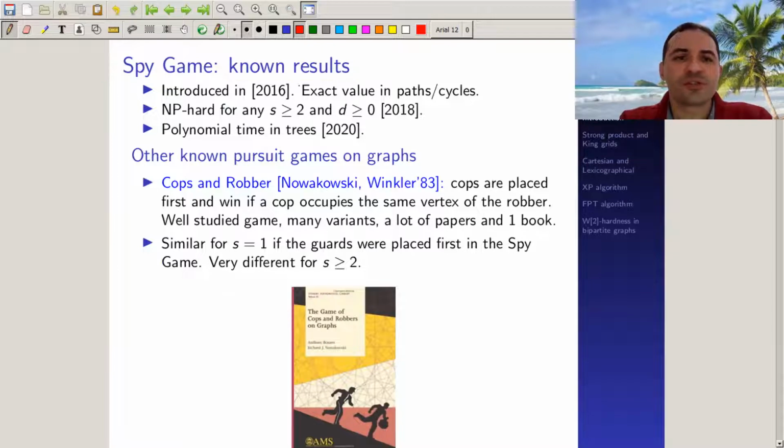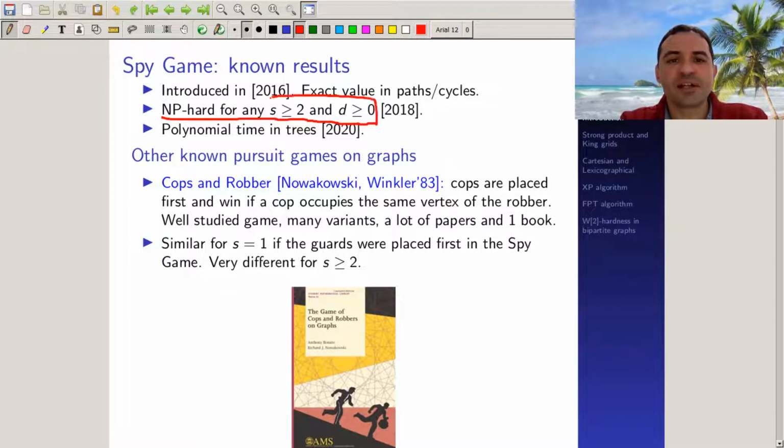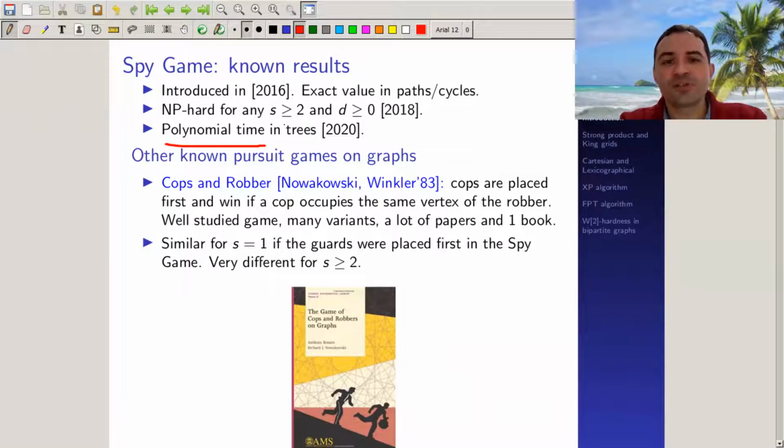Known results. The spy game was introduced in 2016, where exact values were obtained in paths and cycles. In 2018, NP-hardness results were obtained for any S at least 2 and D at least 0. In 2020, polynomial time algorithms were obtained in trees.